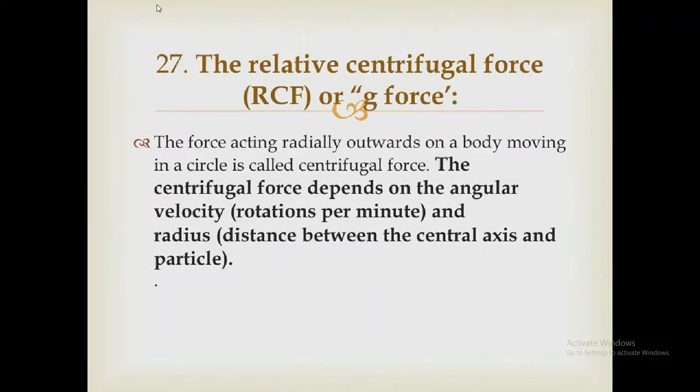The centrifugal force depends on the angular velocity, that is rotation per minute, and the radius, the distance between the central axis and the particle. This you need to learn. Centrifugal force is equal to angular velocity squared into radius, that is F = ω²R, where ω is the angular velocity, which can be calculated as follows. ω = 2π × RPM / 60, that is rotation per second. Very important, they can ask numericals based on this formula.